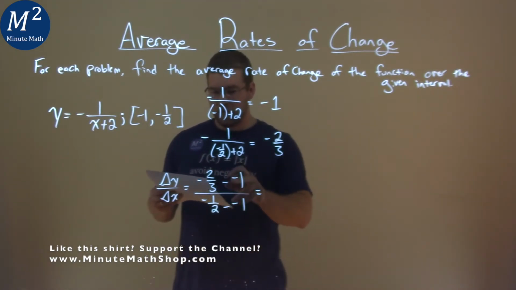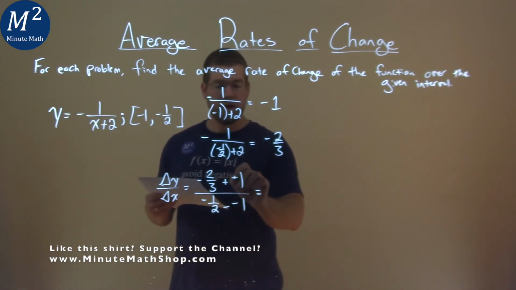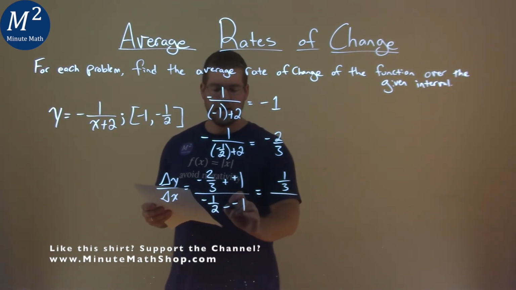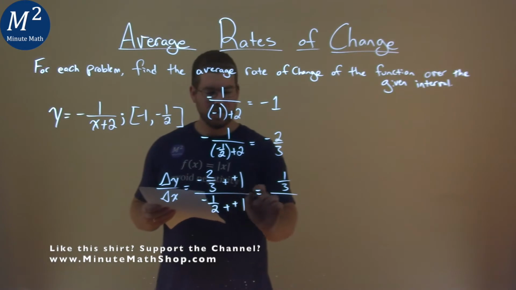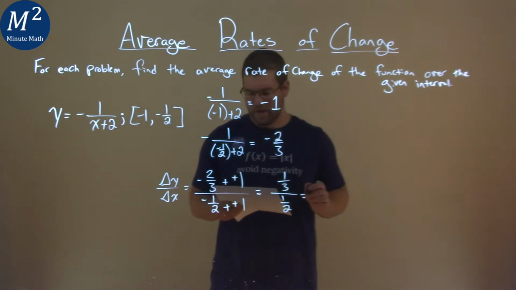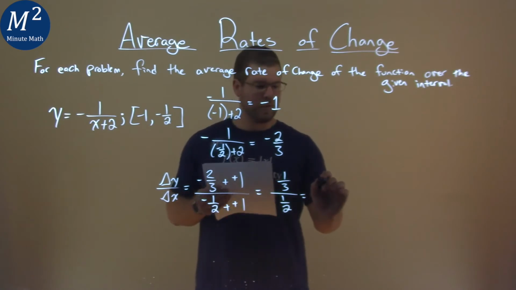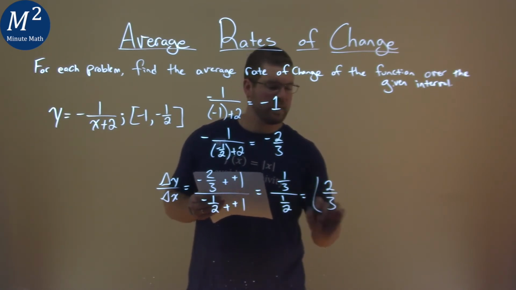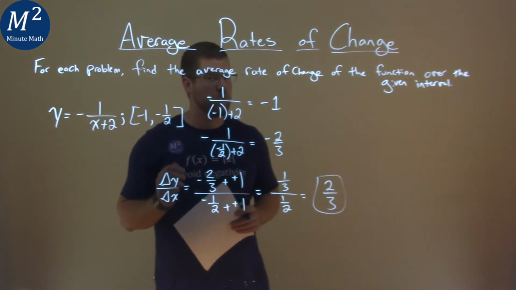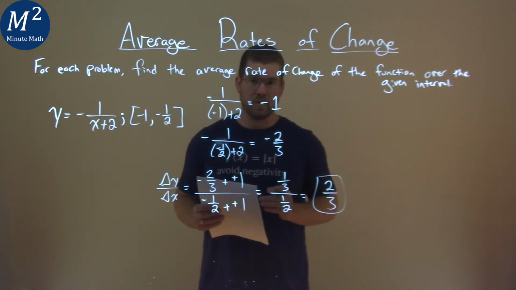negative 2/3 minus a negative 1, or plus a positive 1, is a positive 1/3. Negative 1/2, again, minus a negative 1 plus a positive 1 is a positive 1/2. And 1/3 divided by a 1/2 is a good old 2/3. And so our average rate of change over the interval from negative 1 to negative 1/2 is a positive 2/3.